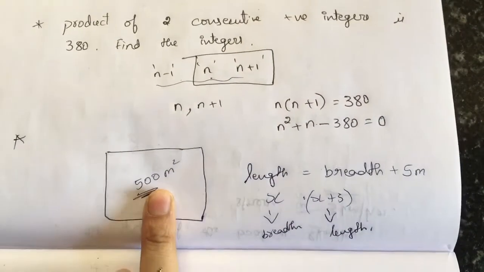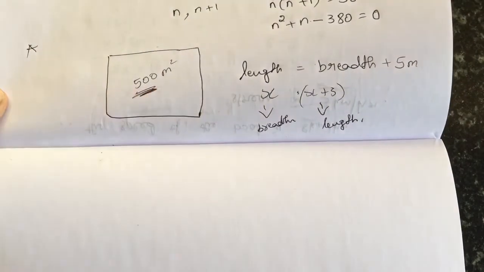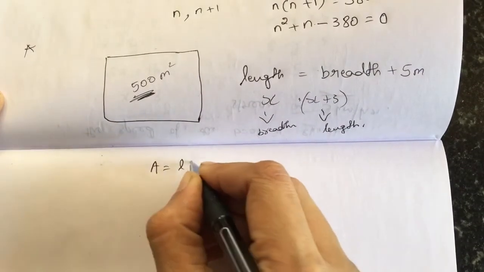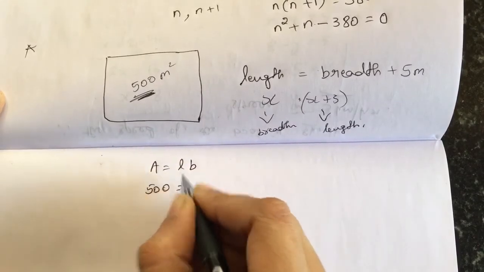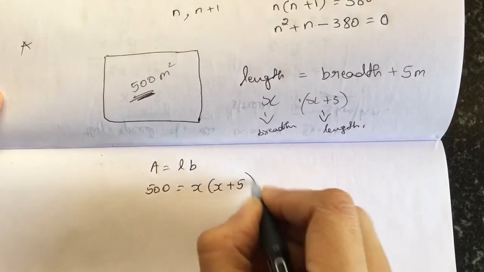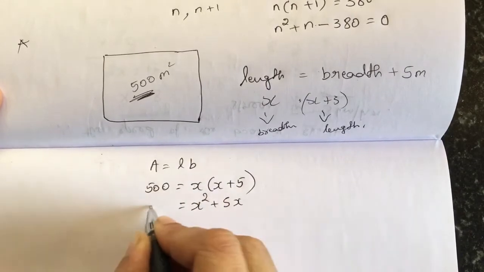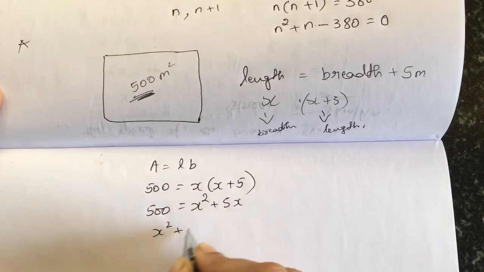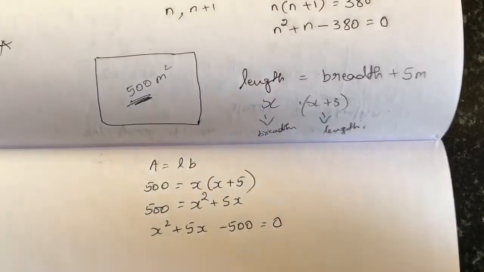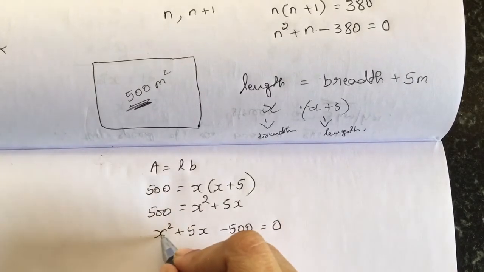Now area is given to you, and we know area is equal to length into breadth for rectangular shapes. So we can write area equal to L into B. Area is 500, and x into x plus 5, length into breadth. Again I'm getting a quadratic equation here, right? x square plus 5x minus 500. Again I have to calculate the value of x over here.